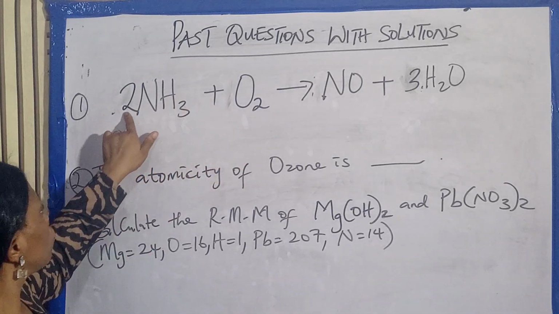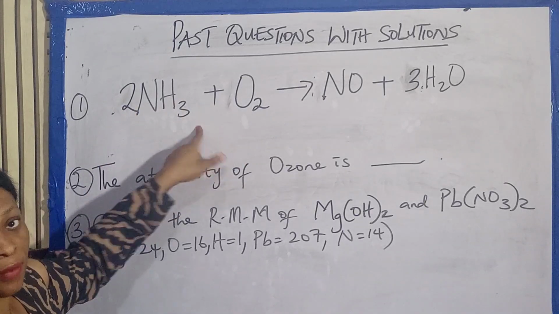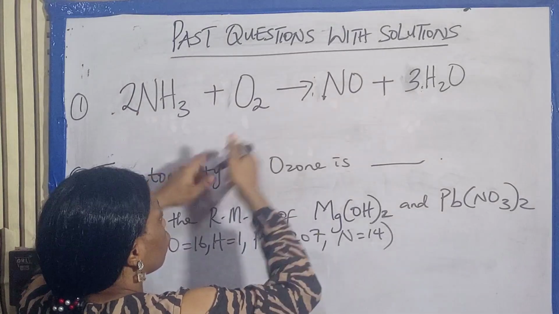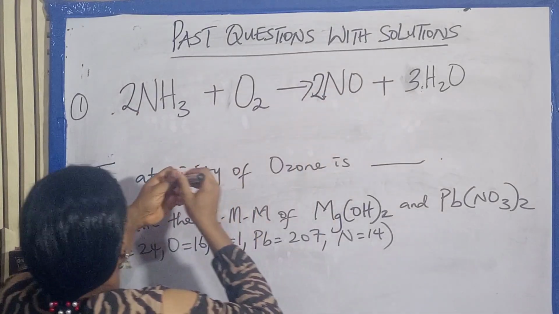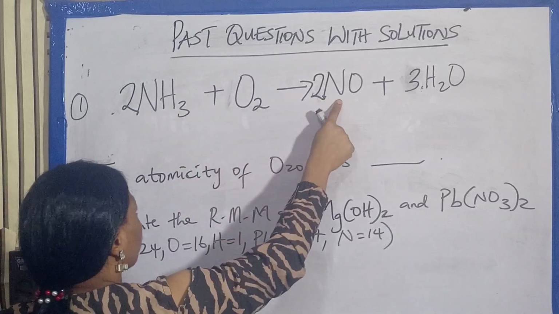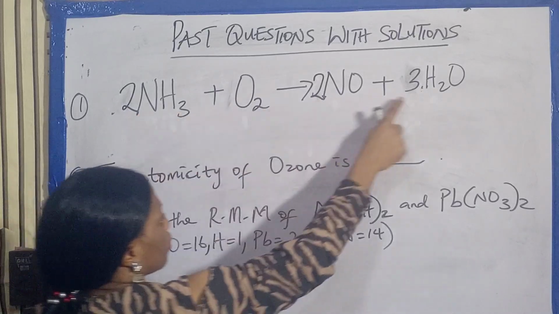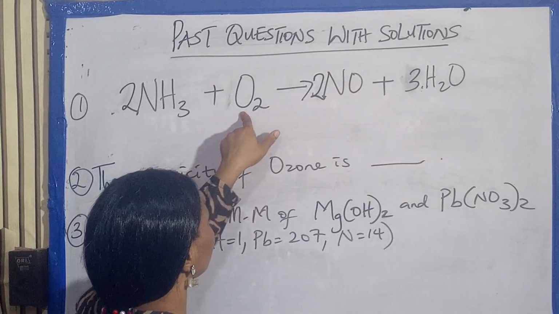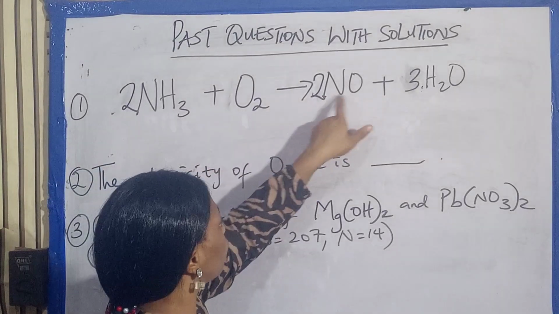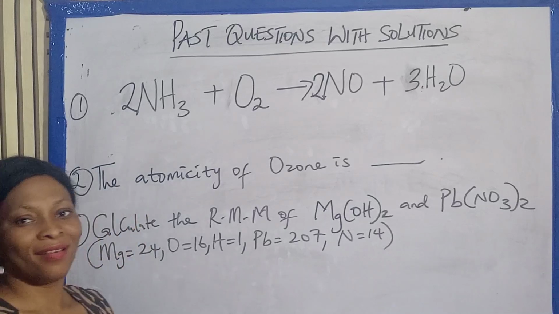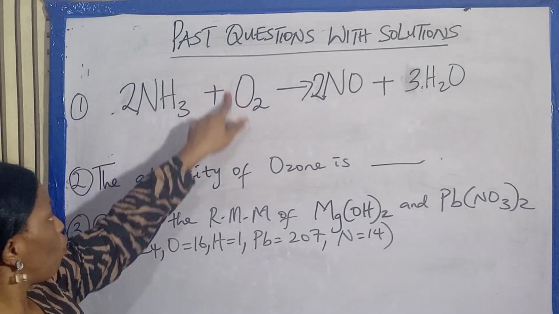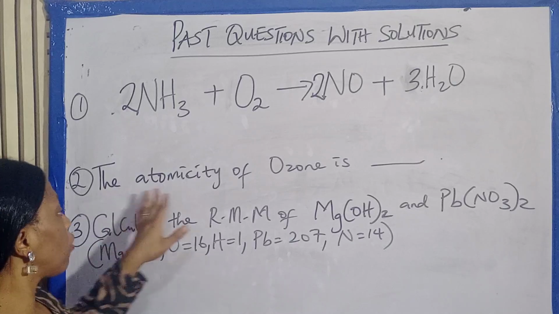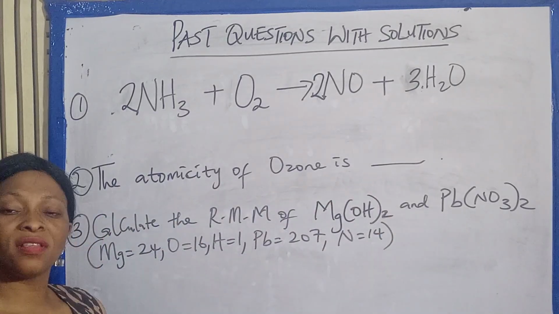Remember, this 2 is affecting everything. So 2 nitrogen, 2 nitrogen, 1 nitrogen. So we add 2 again here. So 2 nitrogen, 2 nitrogen. 2 times 3 is 6 hydrogen, 3 times 2 is 6 hydrogen. Then oxygen, 2 oxygen. This 2 is affecting everything here. 2 oxygen. It is balanced. So the values are 2, 1, 2, 3. Simple.